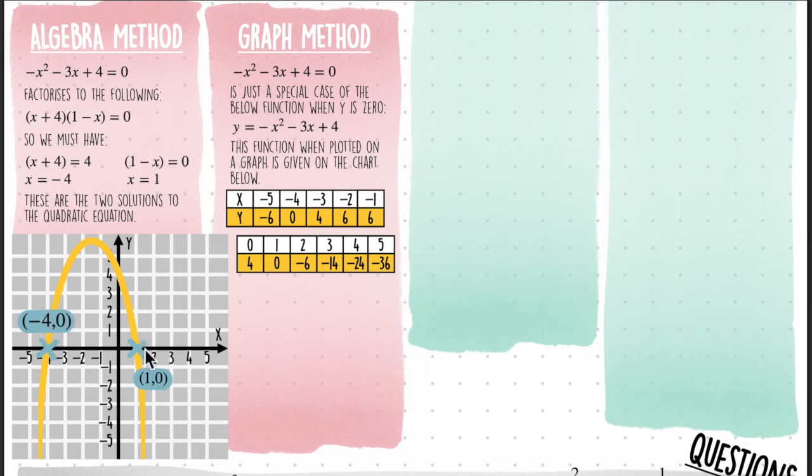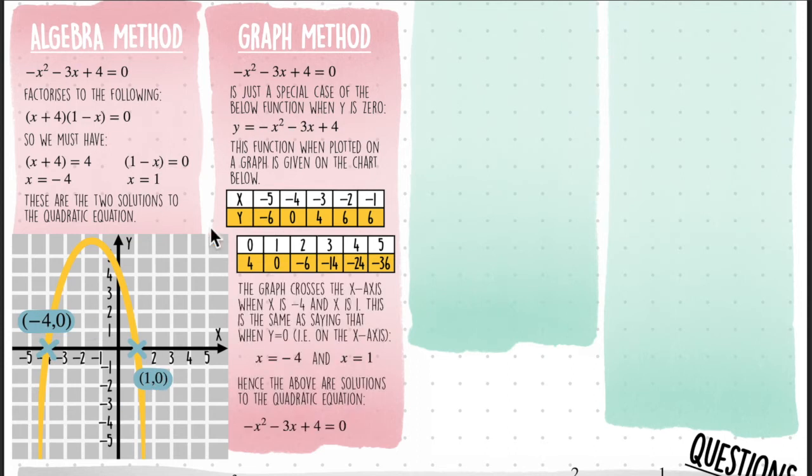So these must be the solutions to the original quadratic. And that's how you solve quadratic equations using a graphical method. You take the quadratic and plot its corresponding function on a graph. You then see where that graph crosses the x-axis.